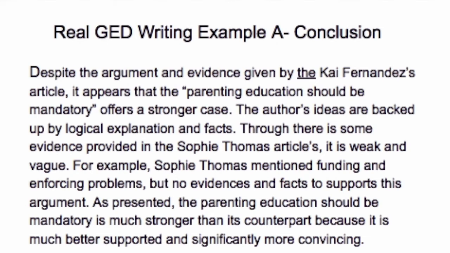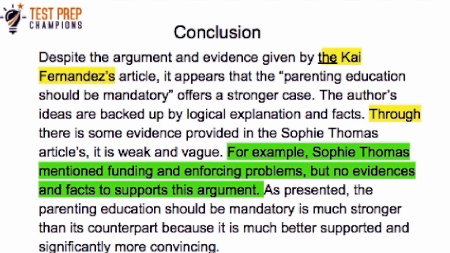And so here is an example of the conclusion, all right? So this person says, despite the argument and evidence given by the Kai Fernandez's article, it appears that the parenting education should be mandatory offers a stronger case. The author's ideas are backed up by logical explanation and facts. Though there is some evidence provided in Sophia Thomas's article, it is weak and vague. For example, Sophie Thomas mentioned funding and enforcing problems, but no evidence and facts to support this argument. As presented, the parenting argument should be mandatory is much stronger than its counterpoint because it is much better supported and more convincing. Okay, so a couple of notes here.